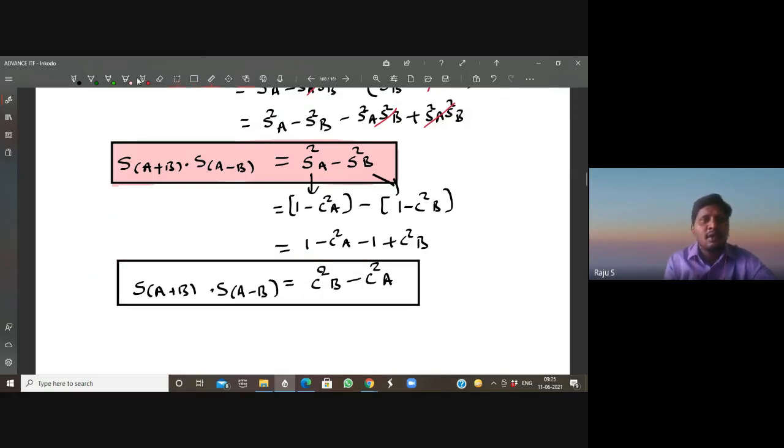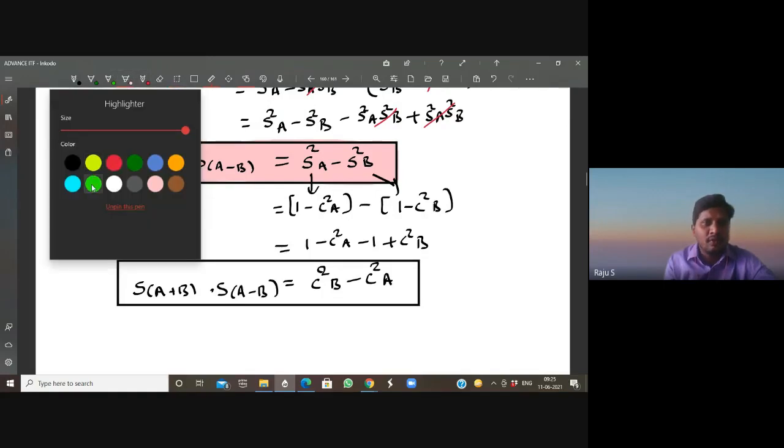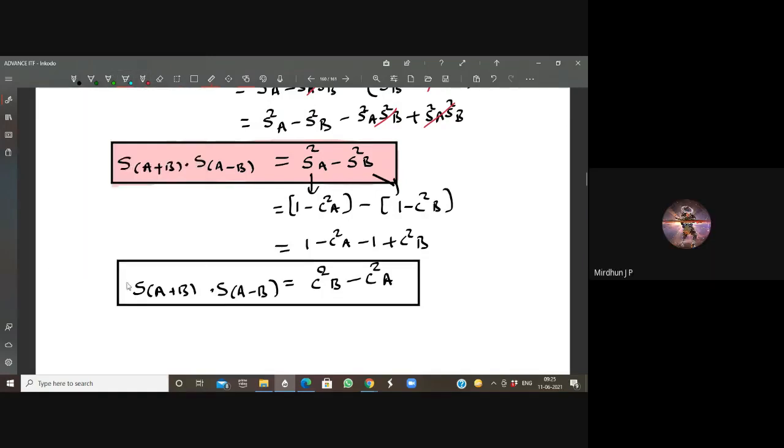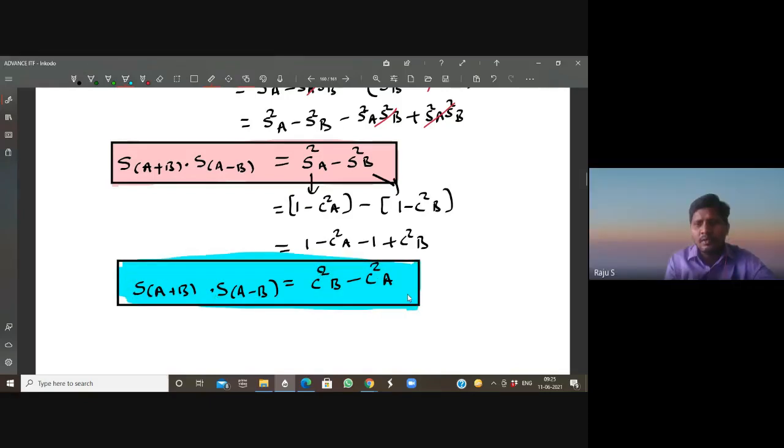Okay, students, so this is another form. So we can equate both: sin square A minus sin square B is equal to cos square B minus cos square A. Yeah, you can equate, it is always equal. So sin(A plus B) into sin(A minus B), we can write like this.